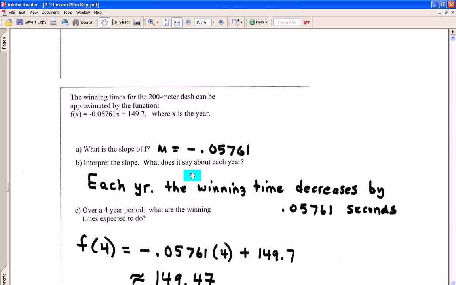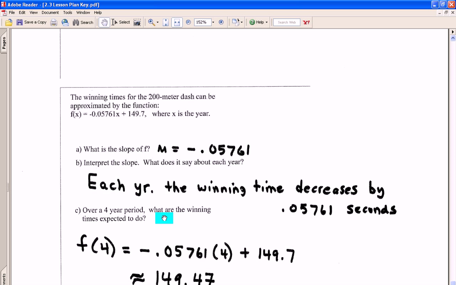0.05761. Now the most important thing to know when it says interpret the slope, this means that every year the winning time goes down. It decreases by that number of seconds, which really means that every year your competition is getting stiffer. You have better runners. Okay? Now, part C. What is this expected to do over a 4-year period?